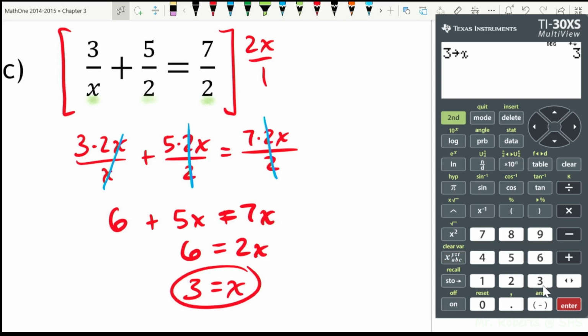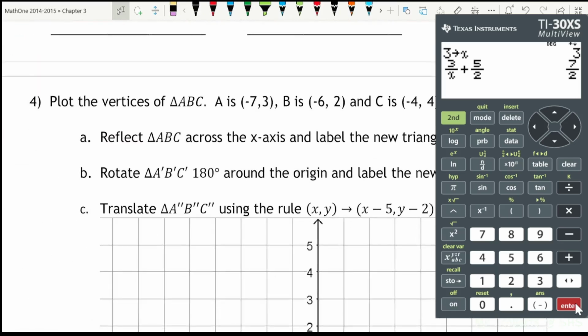Let's compare. So I've got 3 over 3. That's going to be fun. 3 over x, which is 1, plus 5 halves. Boom. And this has to be the same thing as 7 halves, and you can see it is, right? So clearly, when x is 3, it makes both sides of the original equation 7 halves. X equals 3 is the solution. All right, let's move on to our second page.